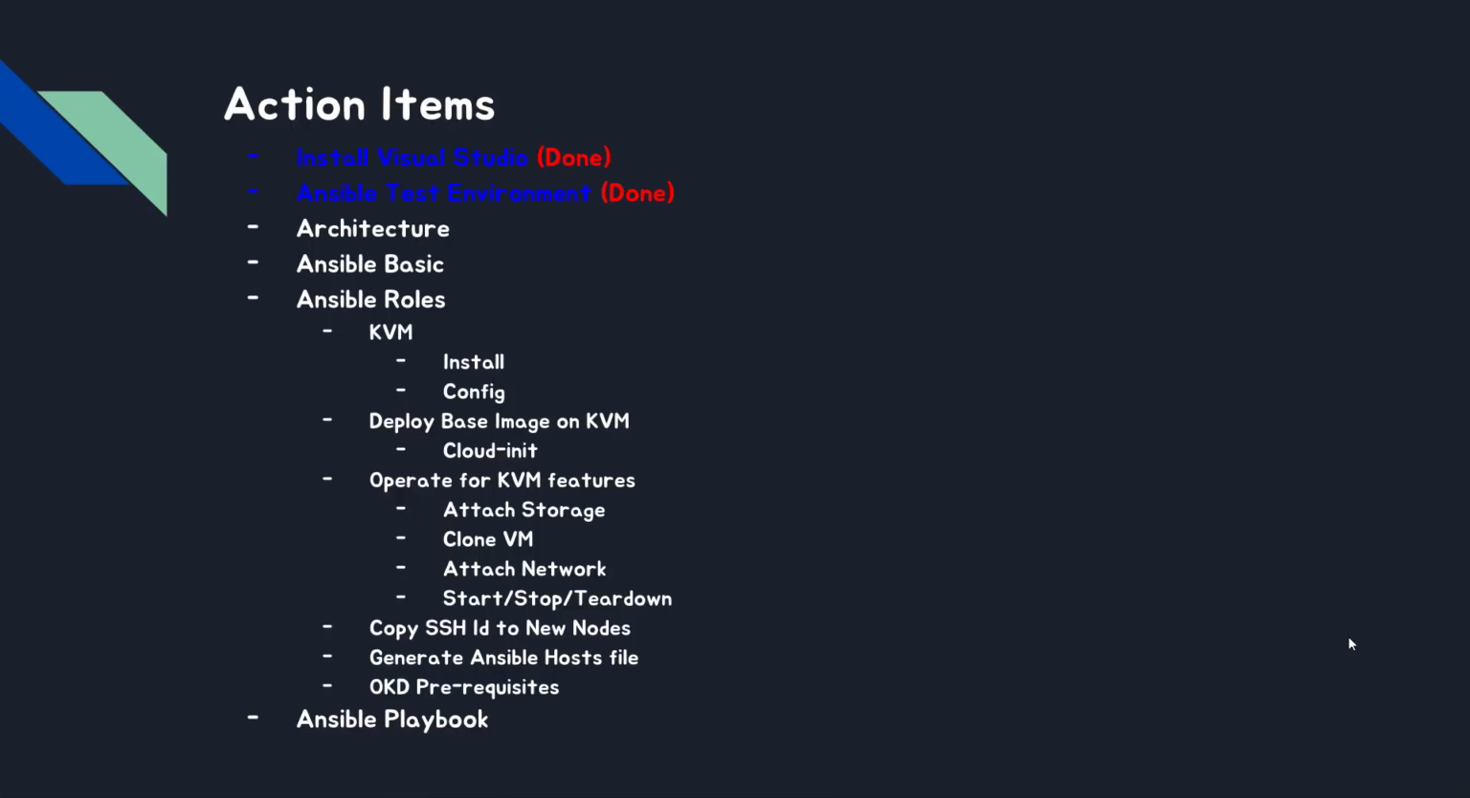Today we will take a look at an overview of the project: install OKD 3.11 on KVM. This is the action item list. We already did the first two items: first, install Visual Studio and the Ansible test environment. So we have already done both of them. Next, we will take a look at the architecture of this project.